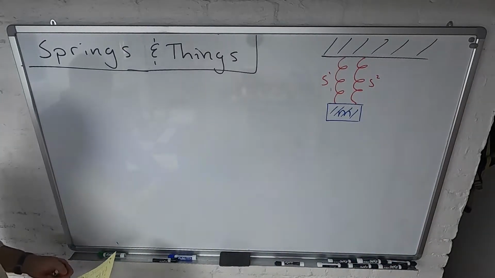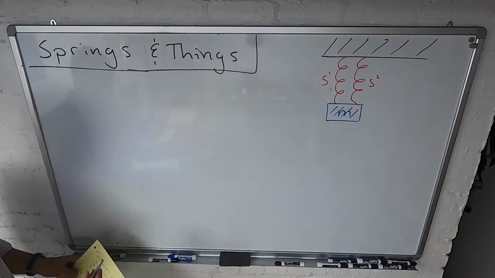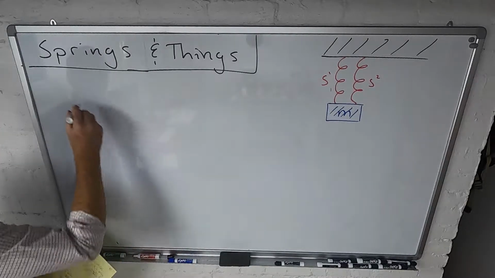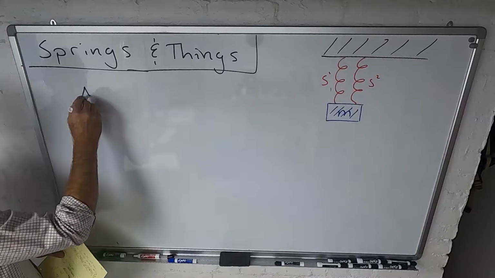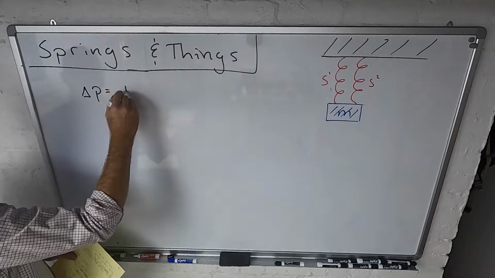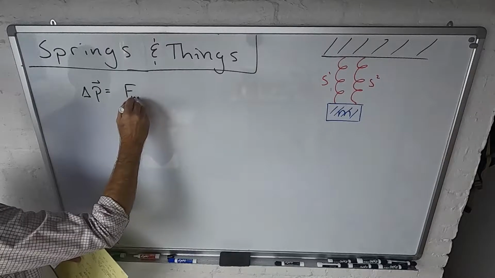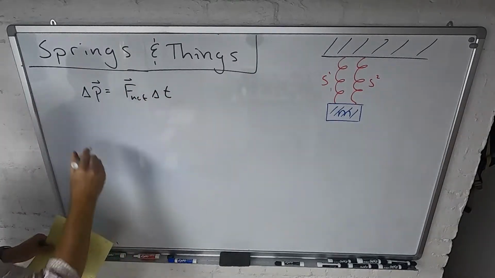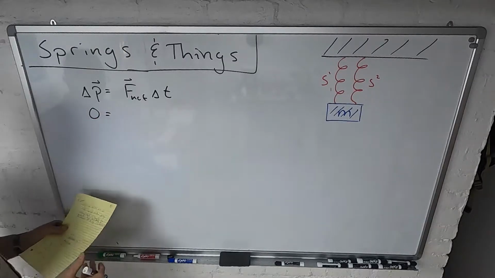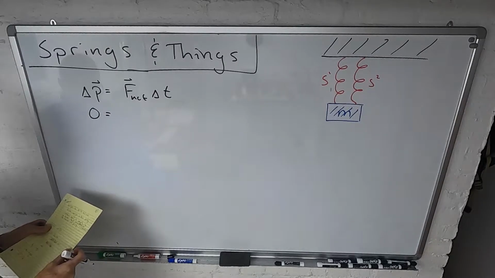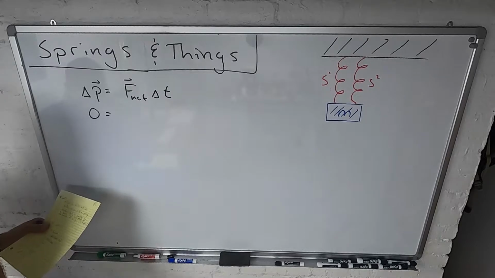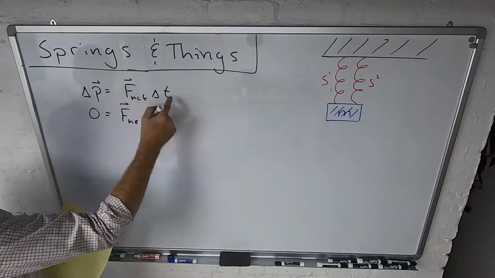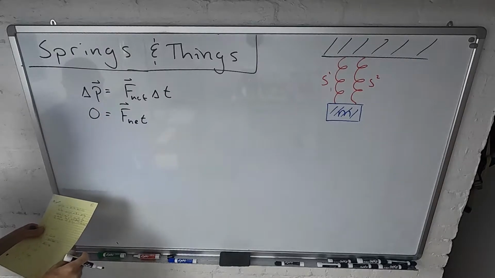And I'm going to ask the question, what does the momentum principle tell me for this situation? The momentum principle, as we know, is delta P equals F net delta T. Of course, this is zero because everything is static, nothing's moving. So this is F net delta T, which multiplies 0.